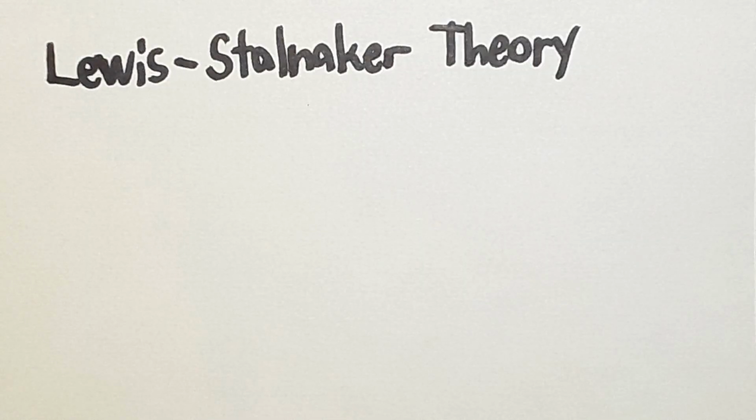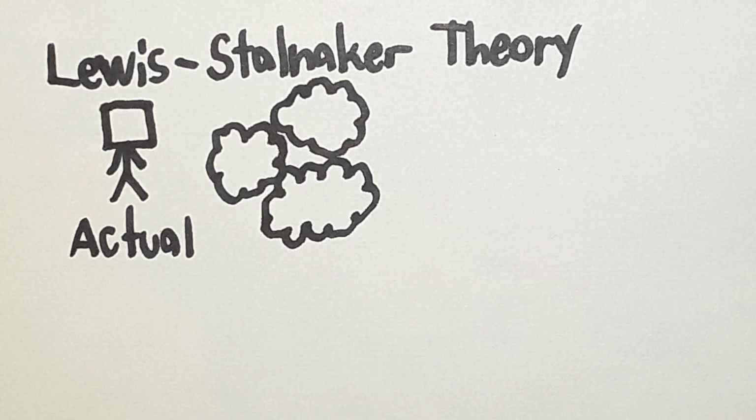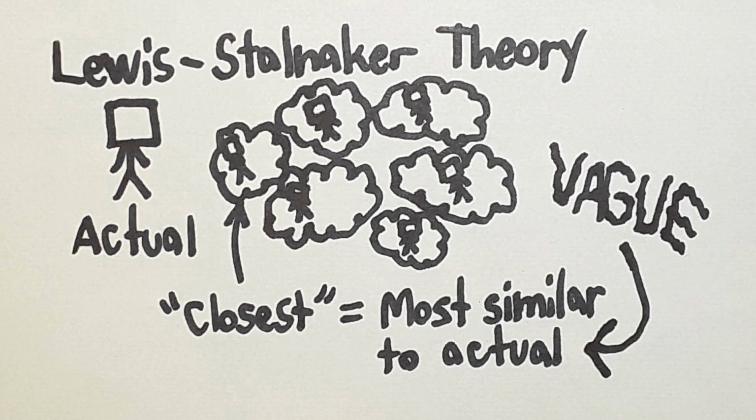Now, here's the Lewis-Stalnaker theory. I have no idea if I'm pronouncing that right, by the way. Under this theory, the scenario described by the antecedent is the one which is the most similar to the way reality actually is, but the antecedent still applies. Now, the biggest flaw with this theory is that it's so vague. What exactly does it mean for two hypothetical worlds to be similar?